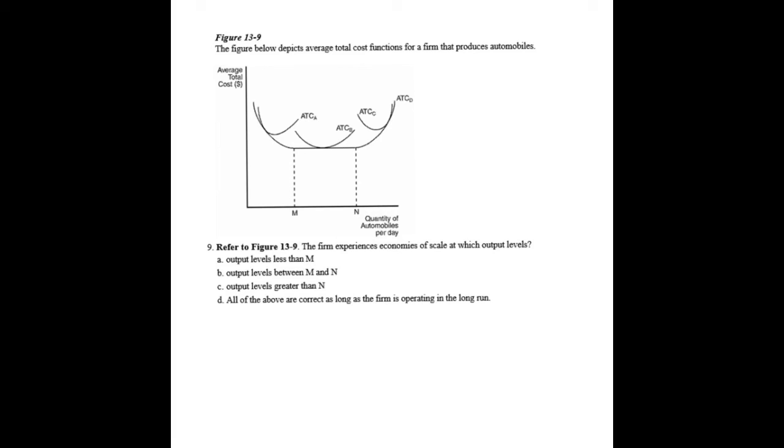This is question 9 from version 1 and question 35 on version 2. In this question, you're asked to identify which range of production the firm is experiencing economies of scale. Well, economies of scale suggest that costs are decreasing for a firm. As they're increasing production, the costs on a per unit basis decrease. So that's going to be true at output levels less than M. So the correct answer is A.